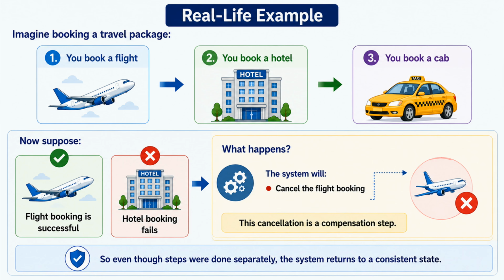Now we will see the real life example. Suppose you book a travel package online. The system performs three steps. First, flight booking. Second, hotel booking. Third, cab booking. Now imagine flight booking succeeds, but hotel booking fails. What should happen now? The system should not keep the flight booking active. So the system cancels the flight booking. The cancellation is called a compensation step. Even though services work separately, the overall system becomes consistent again.